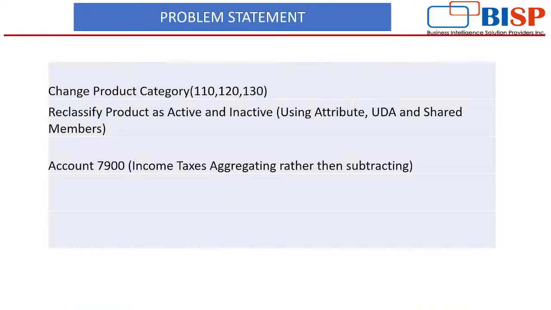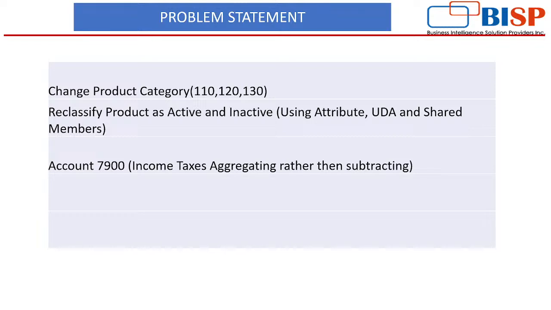In the series of solving the planning tickets, these are the tickets which have been raised by the users today. There are 3 tickets. Firstly, we have to change the product category. There are certain products already in the application: 110, 120, 130. These are already there in the application, and we have to change the category.